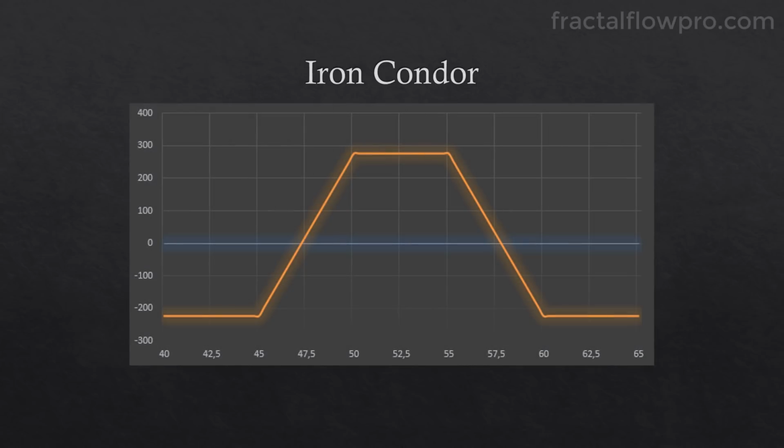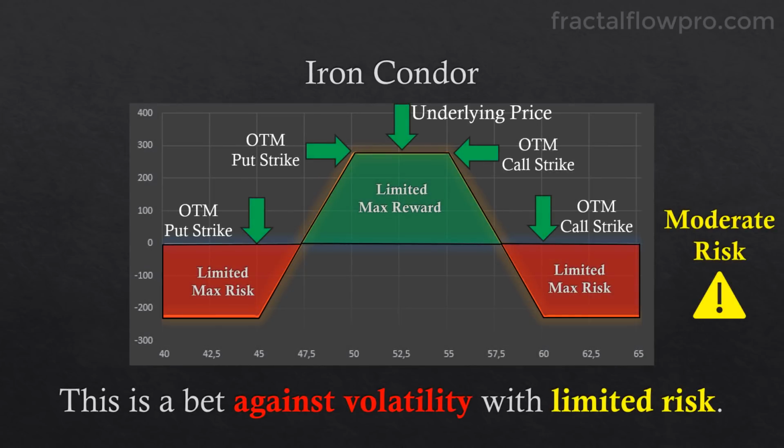In terms of payoff, we have the exact same payoff as the long call condor and the long put condor. The difference is that in the iron condor, the strategy is built using a combination of out-of-the-money call and put option contracts. It's a bet against volatility with limited risk and limited reward, and the trader wants the underlying price to remain within the inner strikes in order to maximize the payoff.